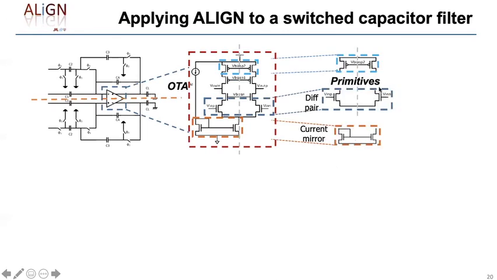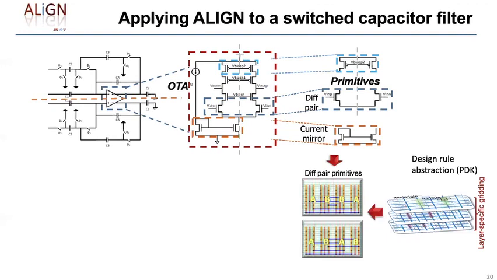And so this is really the annotation step. We've also recognized all symmetries within here. Now what we do is to take this and connect it to the design rules. So we abstract the PDK, and for each of these primitives, based on the sizes provided in the netlist, we generate a set of layouts for the primitives.